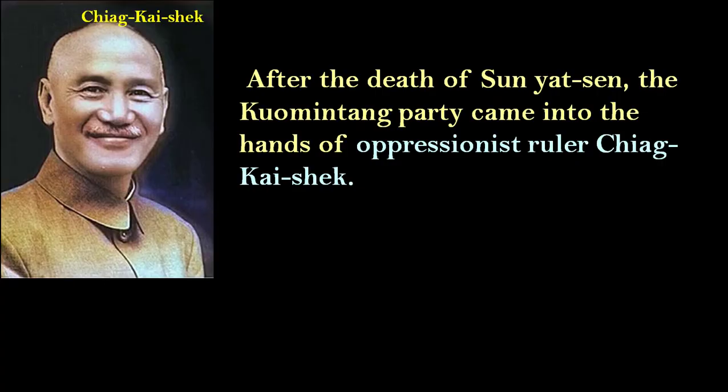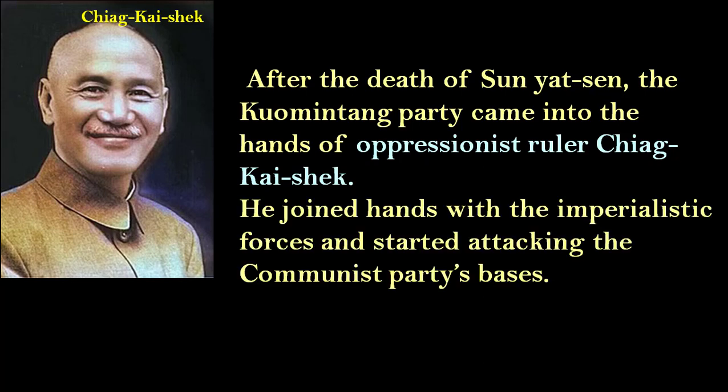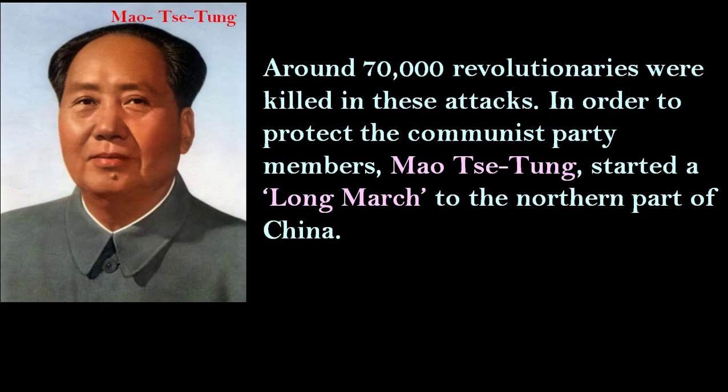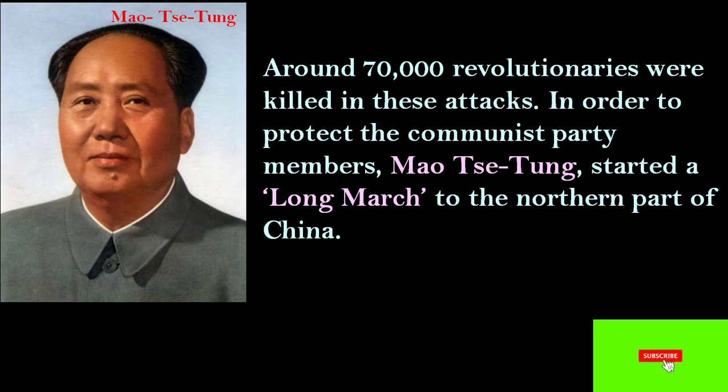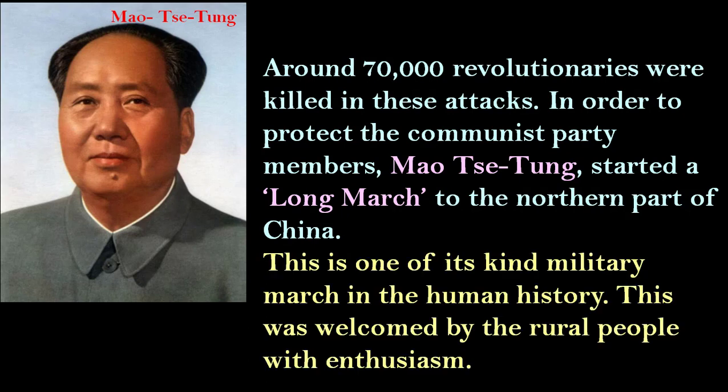After the death of Sun Yat-sen, the Kuomintang party came into the hands of the oppressive ruler Chiang Kai-shek. He joined hands with imperialist forces and started attacking the Communist Party's bases. Around 70,000 revolutionaries were killed in these attacks. In order to escape arrest of the Communist Party members, Mao Zedong started a long march to the northern part of China. This was one of its kind, a military march in human history. This was welcomed by the rural people with great enthusiasm.